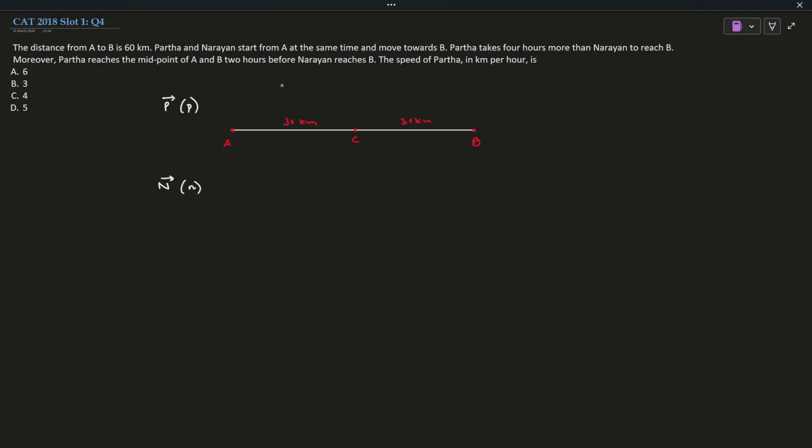In kilometers per hour. So we are told that Partha takes 4 hours more. Time taken by Narayan will be 60 by n, right? Distance by speed will give me the time, and plus 4, this is basically the time taken by Partha, which will be 60 by p.